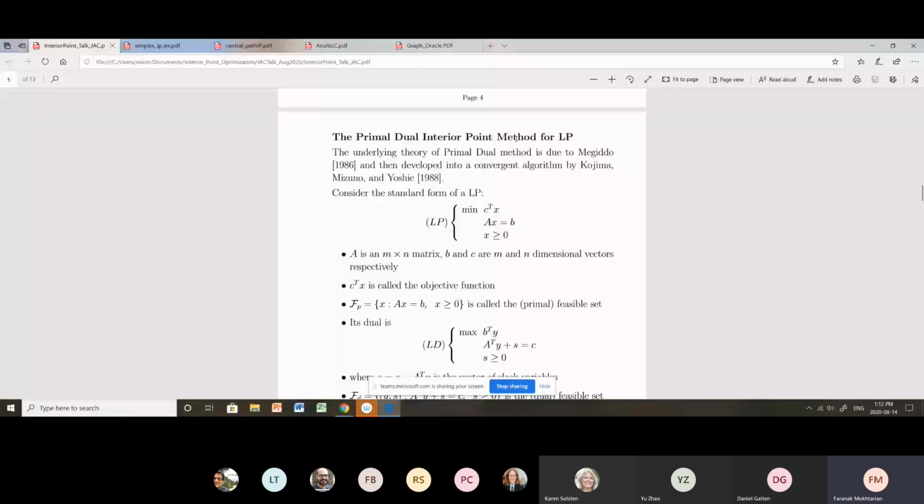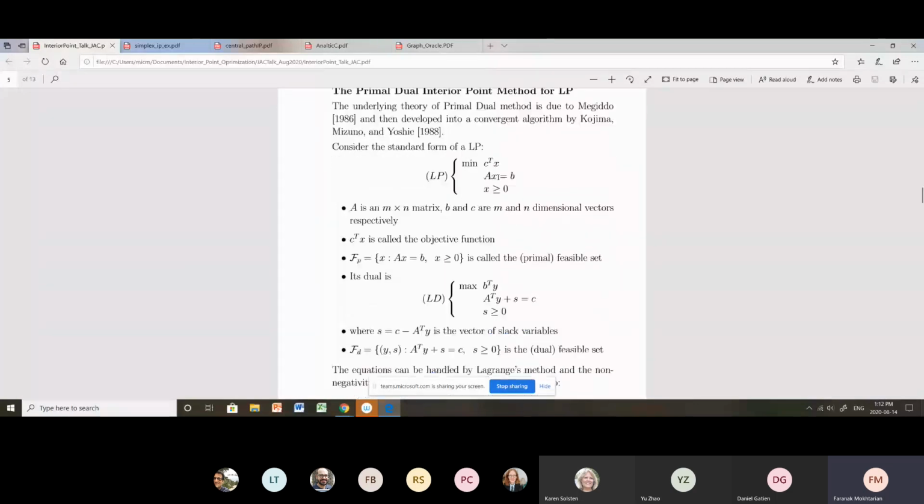The primal-dual interior point feasible method for LP. The underlying theory of this method was developed by Megiddo in 1986, and the convergence of it was established by Kojima, Mizuno, and Yoshise in 1988.